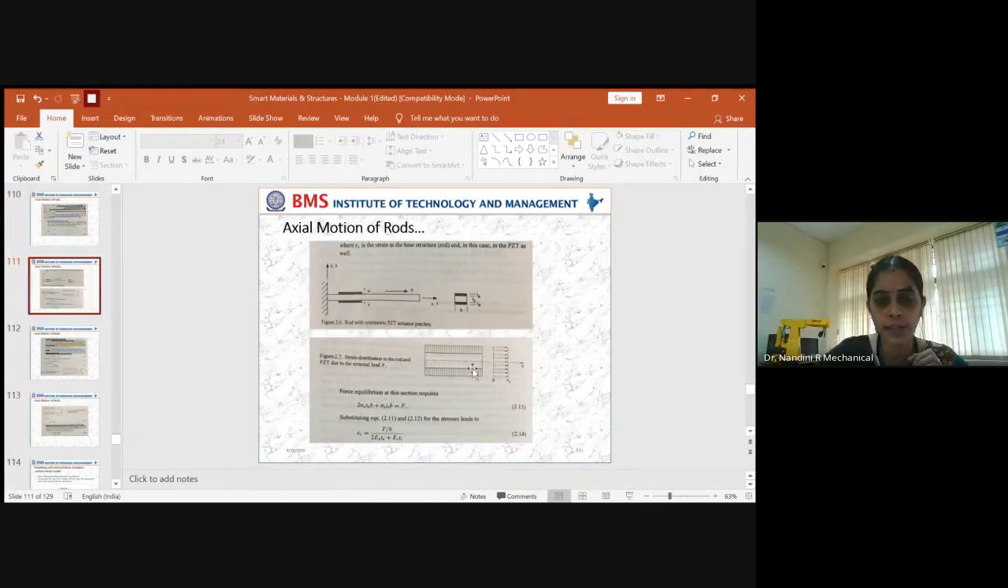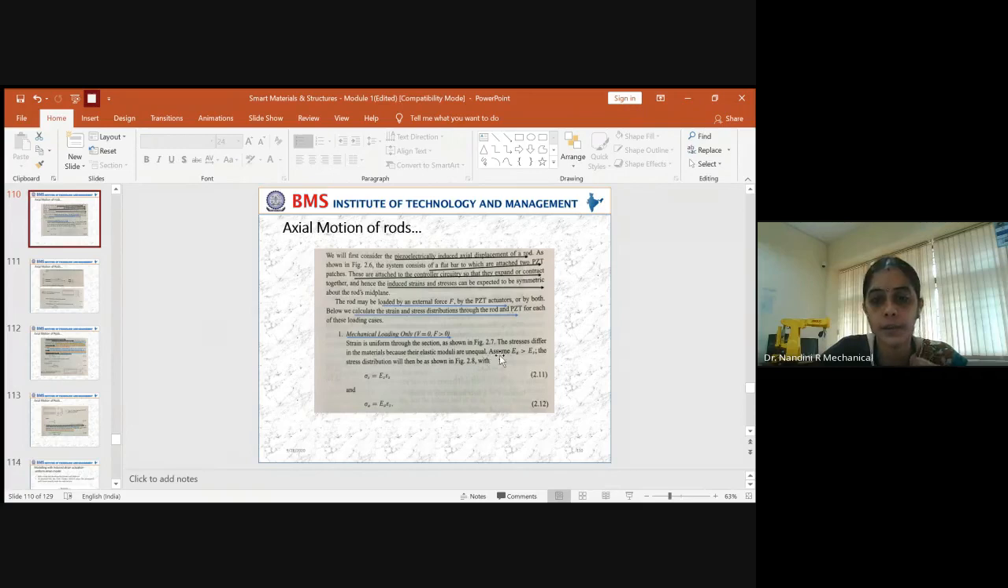So this is the 2.7 diagram. You have a PZT patch, right, which is mounted on a rod. This is patch 1 and this is patch 2. You can see the strain which has been distributed is uniform across the given two patches. Okay, so in that case, the stress in the material will differ because their elastic moduli are unequal. I told you the concept: the elastic modulus of the substrate will be different from the elastic modulus of the piezo element.